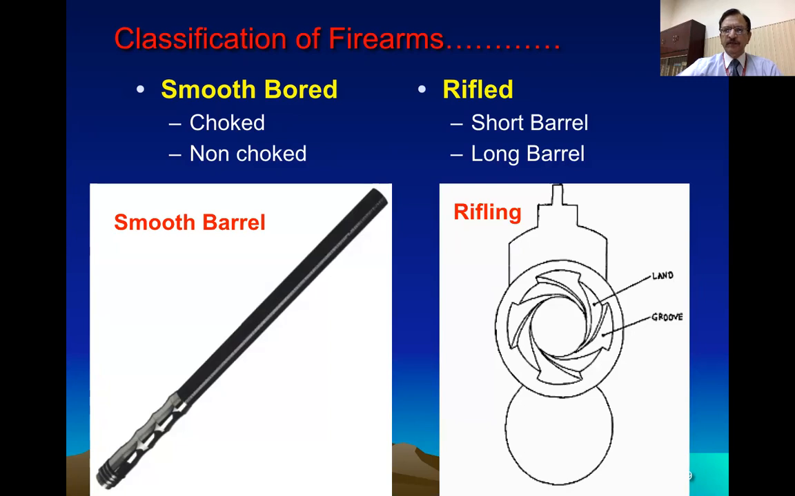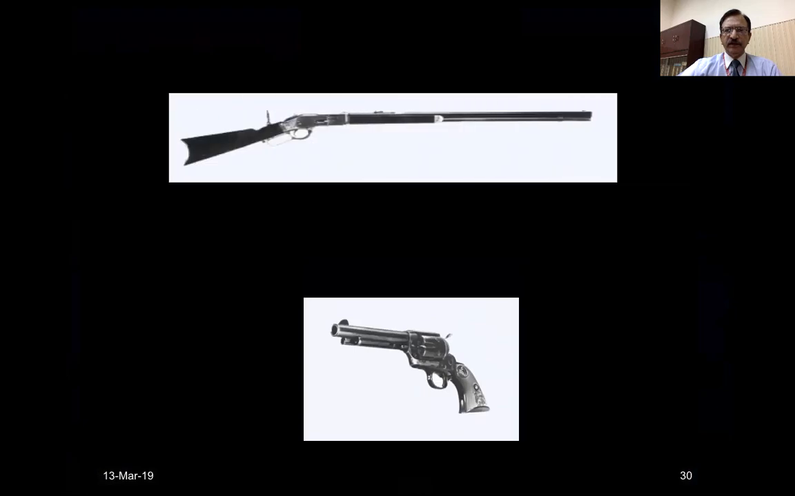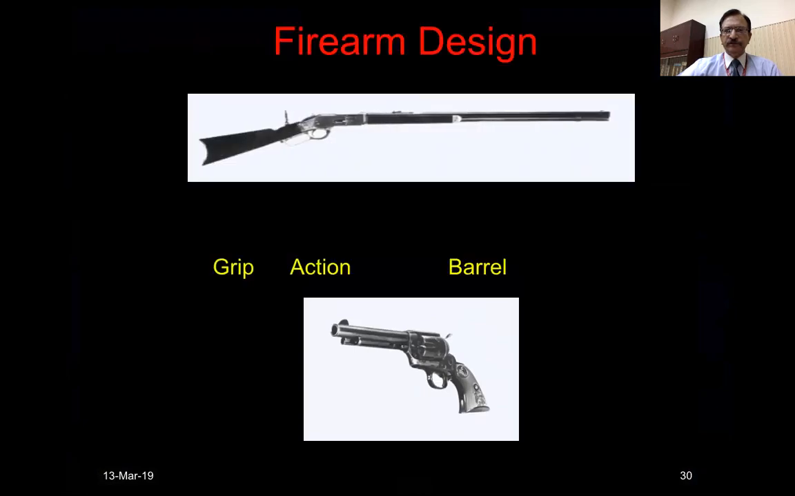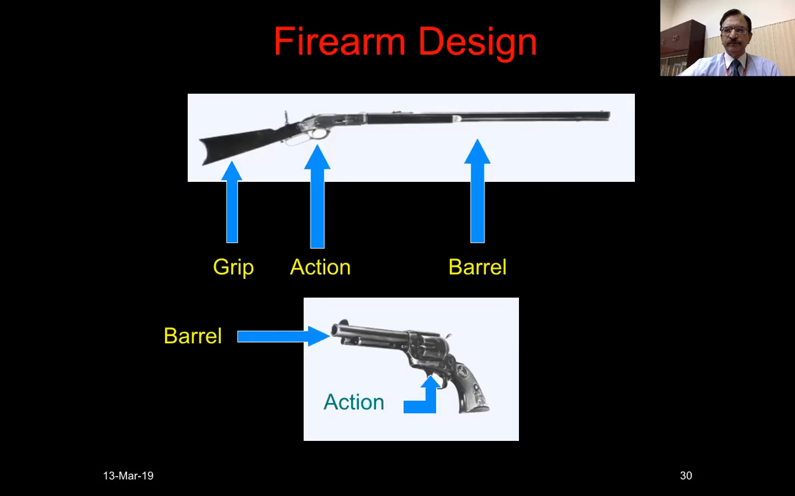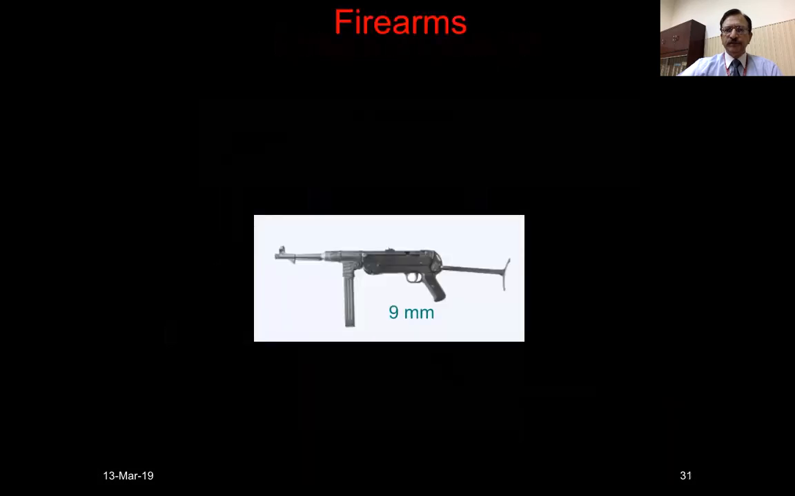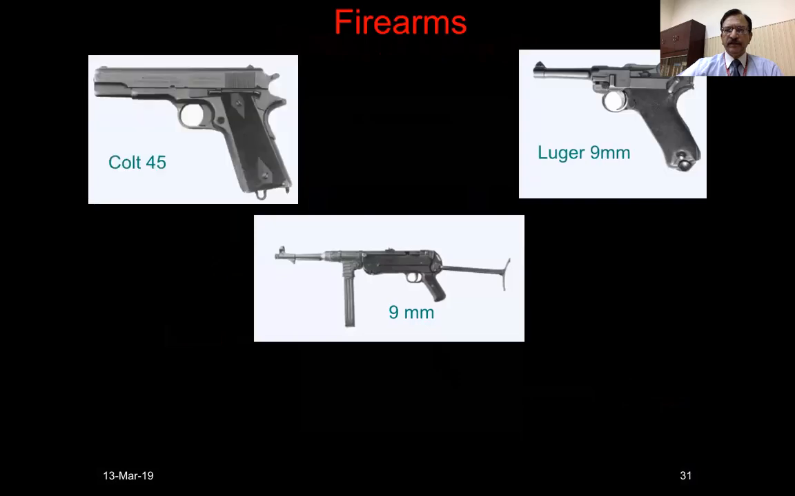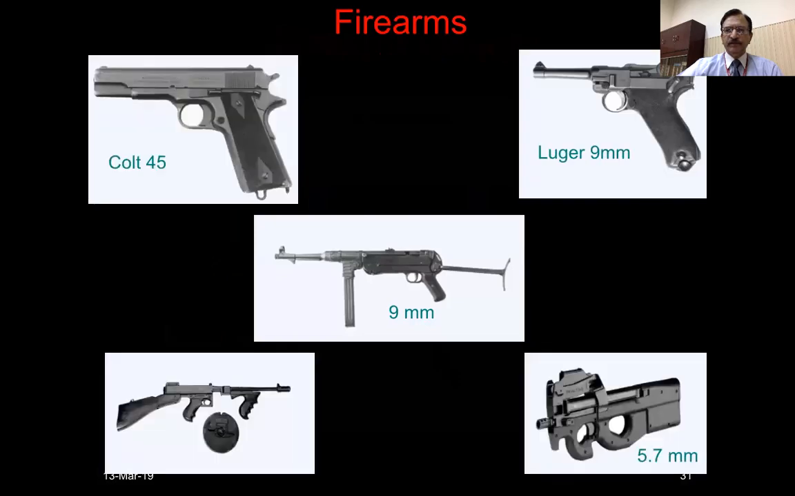The diagram on the left side is showing the smooth bore muzzle, whereas the right side is showing the rifling. You can see the spiral grooves. I'll explain what they are. These are various types of designs having three main portions: the action, the grip, and the barrel. These are some other weapons.